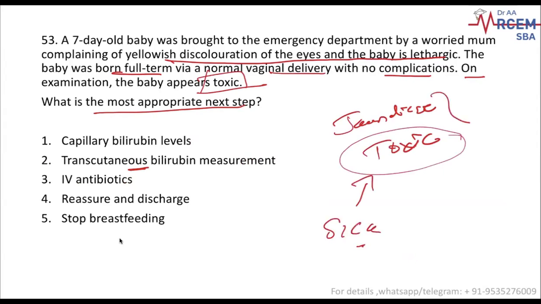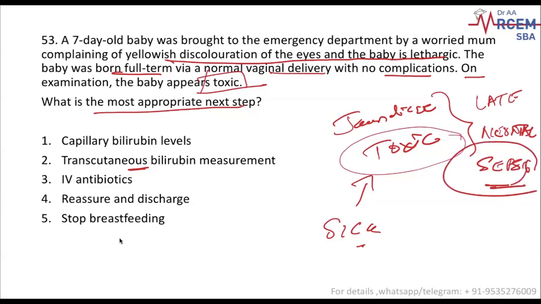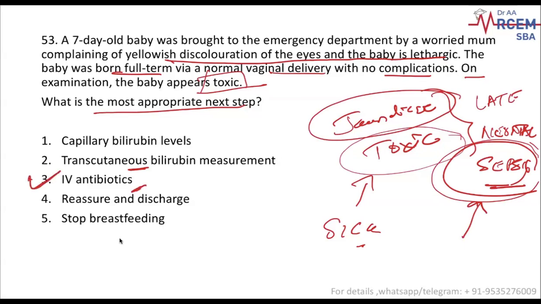So what are we suspecting with jaundice and a toxic appearance? We are suspecting late neonatal sepsis. This kid might be in sepsis. In sepsis, treating the sepsis is very important, as we learned from our infectious chapter. Giving antibiotics as soon as possible is very important after collecting the cultures. So giving antibiotics is important because we are suspecting late neonatal sepsis in this kid.